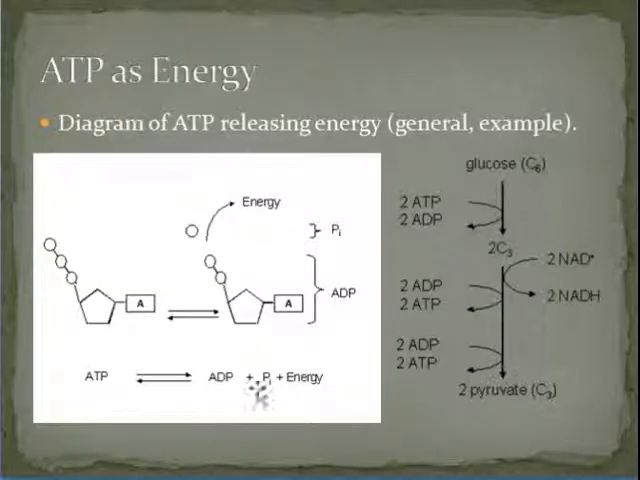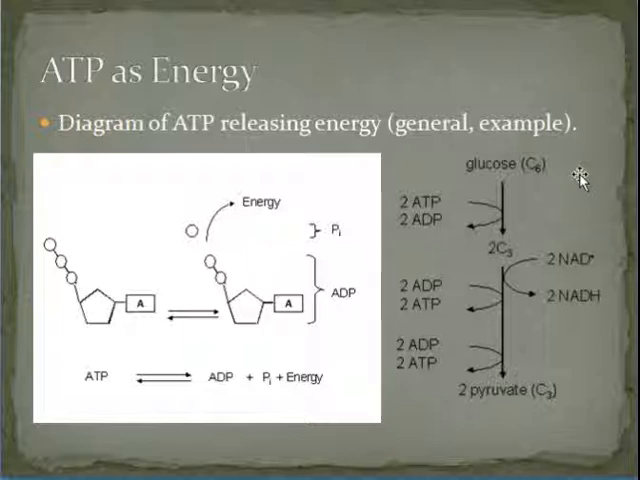So this diagram right here is sort of a general drawing of what I was just saying. You have adenosine triphosphate. The little circles are the phosphate groups. One of the phosphate groups gets pulled off, and energy is released. And then you have ADP and a phosphate and energy.